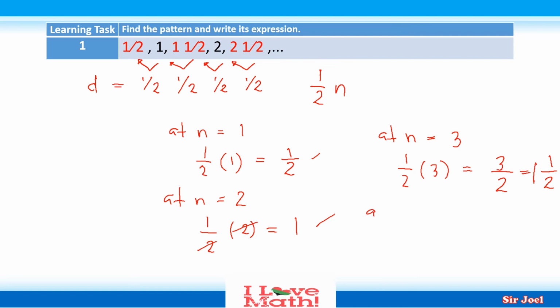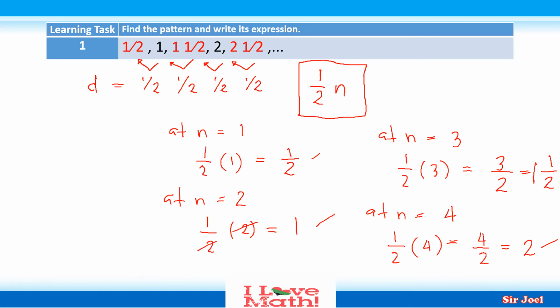So, isa na lang. At n equals 4. Tingnan natin. Pag lumabas 2, ibig sabihin 1/2 n is correct. So, we have 1/2 times 4. So, 1 times 4 is 4. Then, copy 2. And 4 over 2 is simply 2. So, nasatisfy natin yung fourth term. Ibig sabihin, in this problem, in this sequence, ito ang ating nth term o yung tinatawag nating general rule.